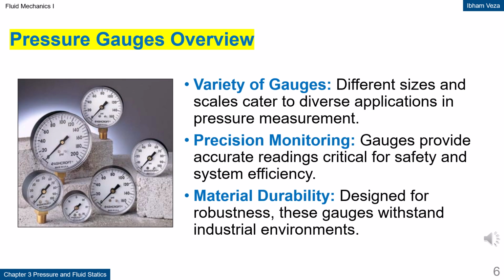Pressure gauges overview. Pressure gauges are available in many sizes and scales for different applications. Accurate pressure measurement is crucial for safety and system efficiency. These devices are designed to withstand harsh industrial environments. Without pressure measurement, fluid systems cannot be properly controlled. Therefore, pressure measurement is a key part of engineering practice.